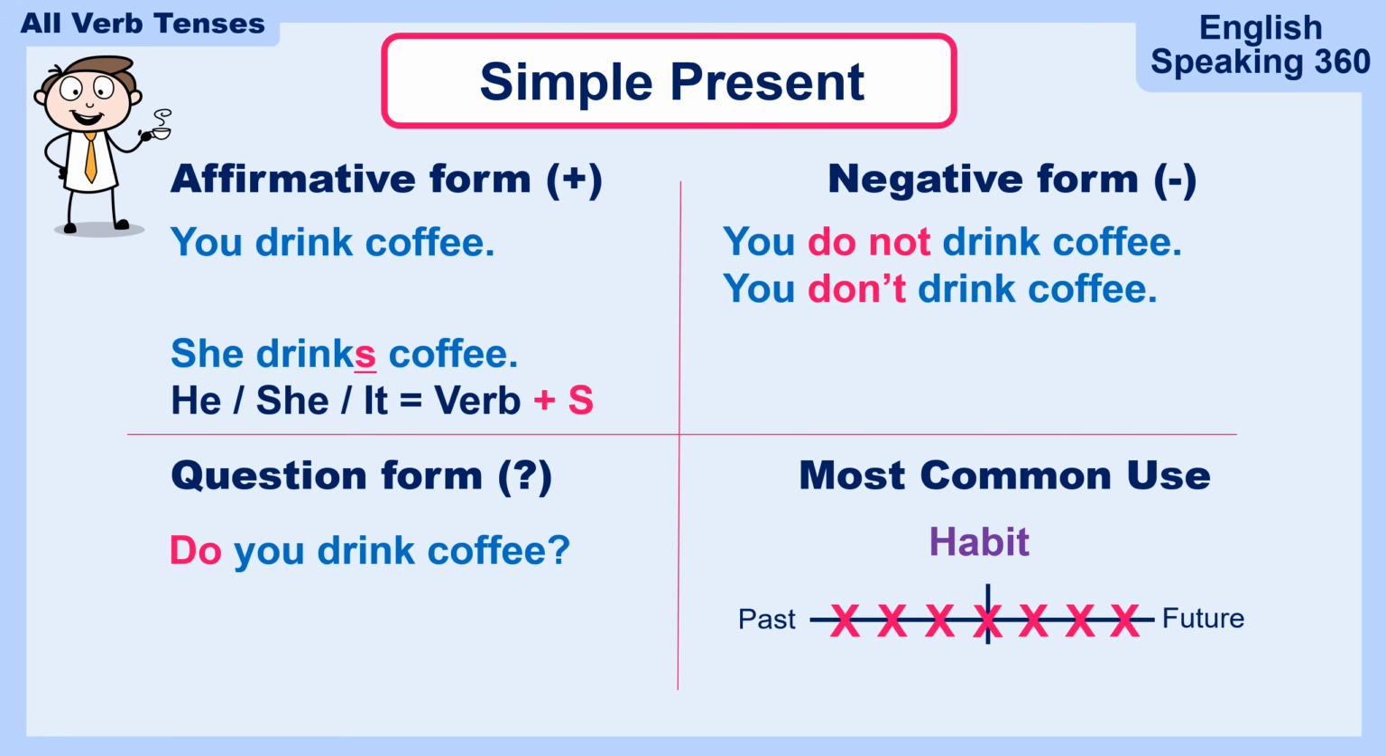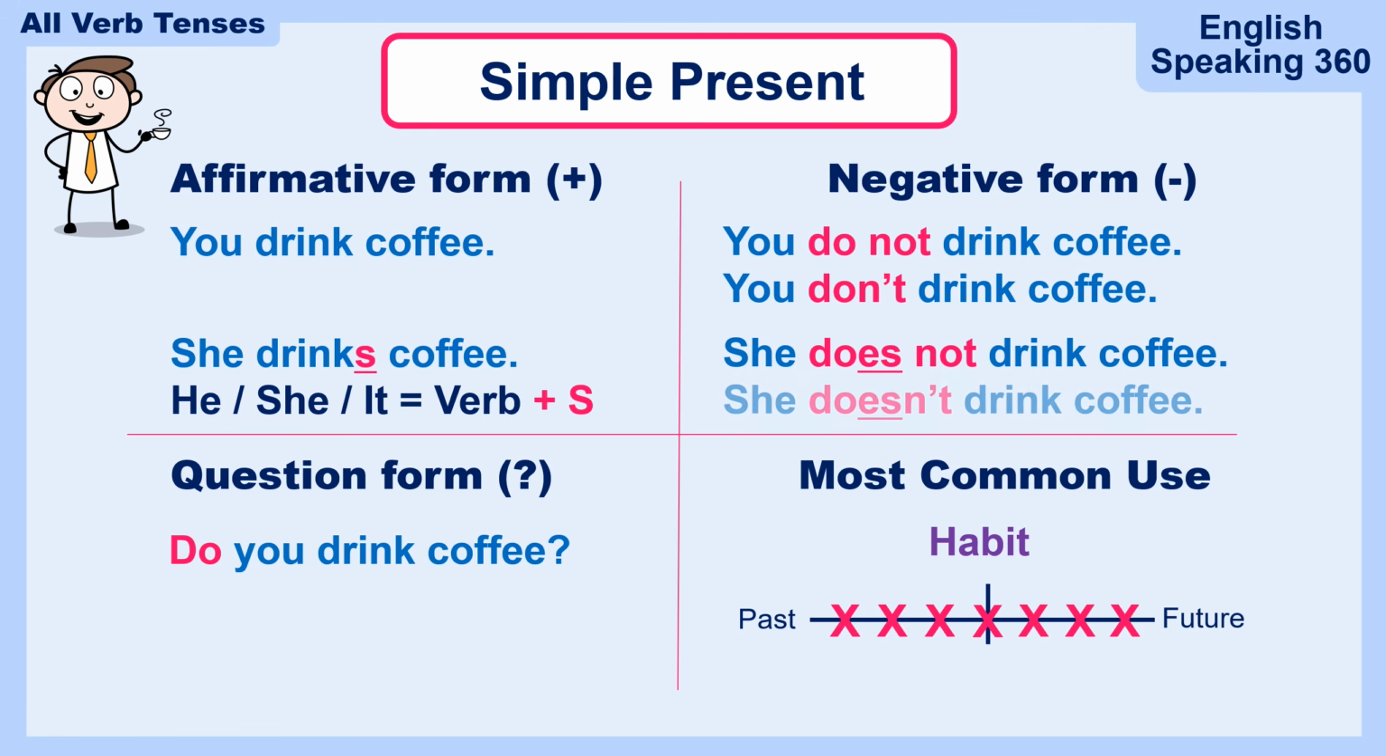Why? Because at the third person, it requires an S. So he drinks coffee, she drinks coffee, it drinks coffee. The negative form, she does not drink coffee. So you see here, we're using the auxiliary do, but at the third person, he does, she does, it does. She does not drink coffee, but you can also use the contraction, she doesn't drink coffee.